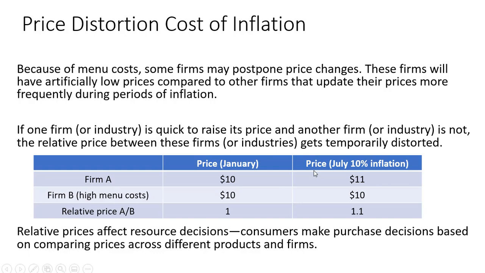We've experienced 10% inflation during the first half of the year, so firm A raises its price by 10% to $11. Firm B, because of the higher menu costs, postpones changing its prices maybe till the end of the year, and in this case, the relative prices now get distorted.